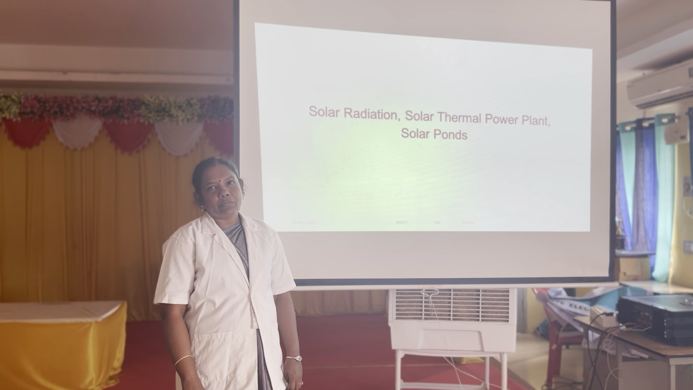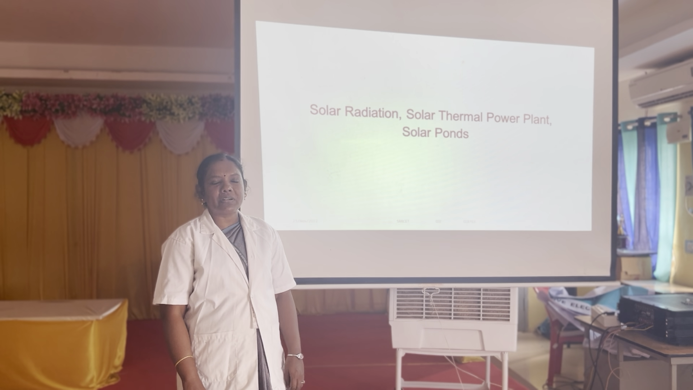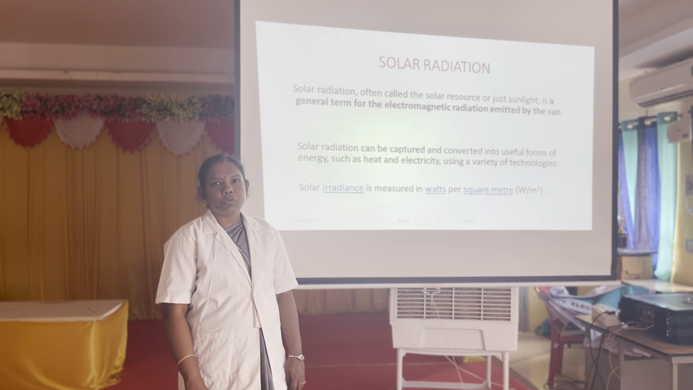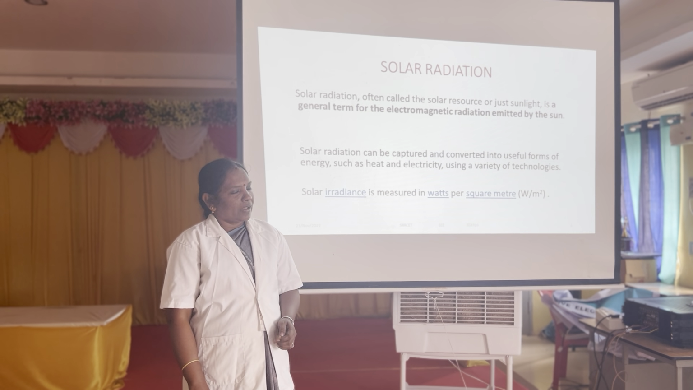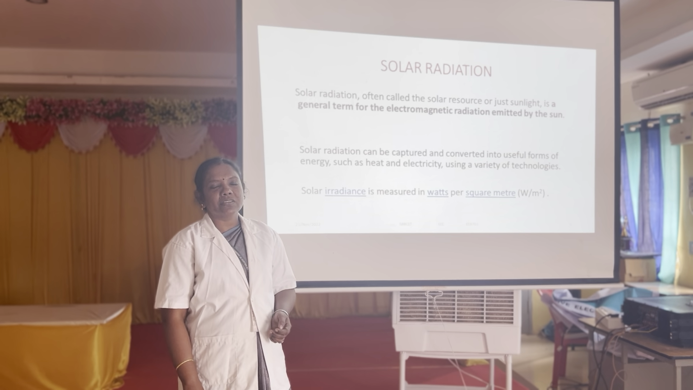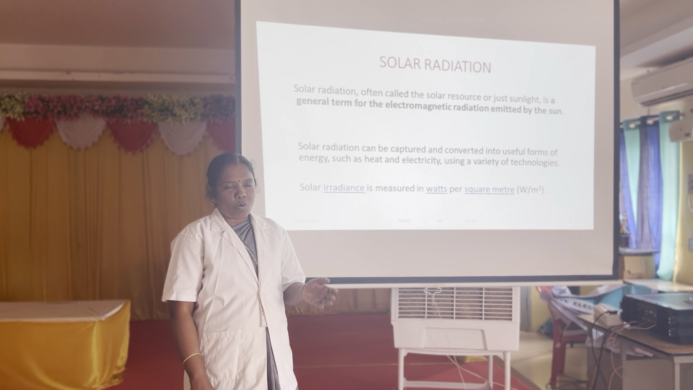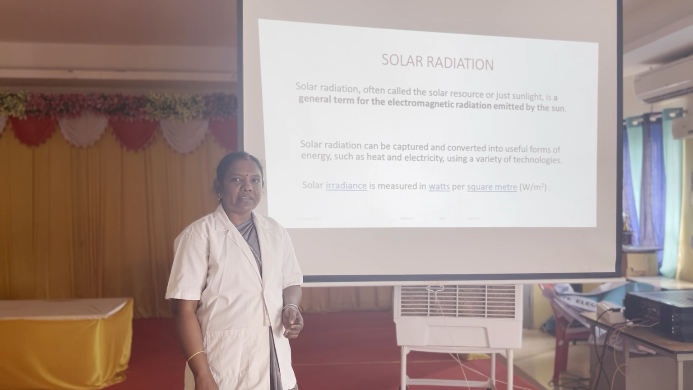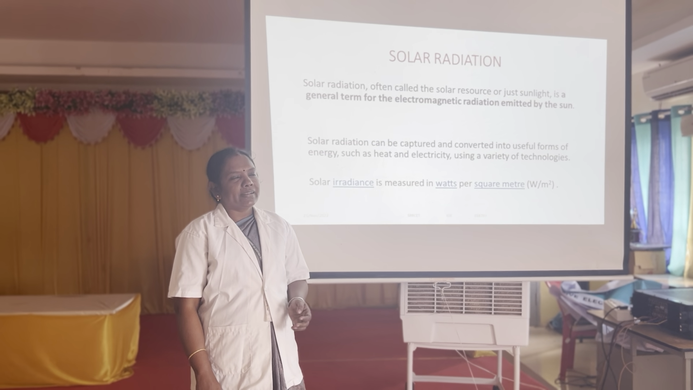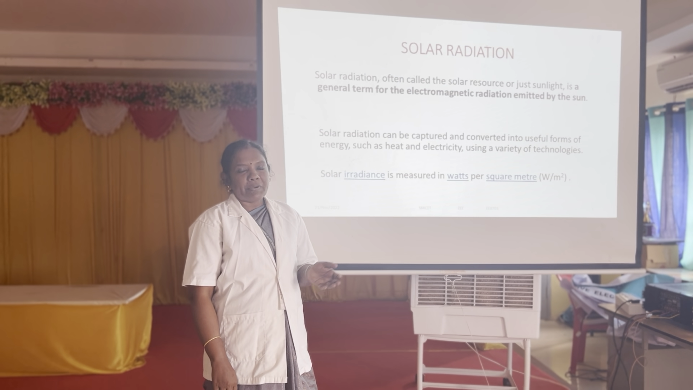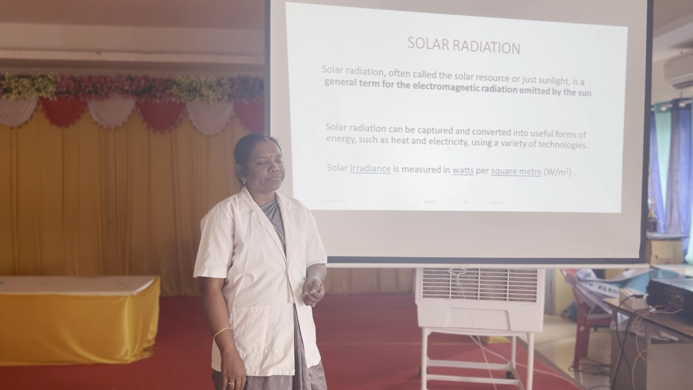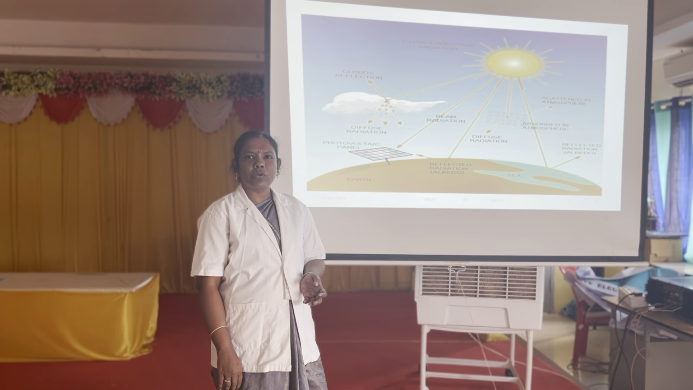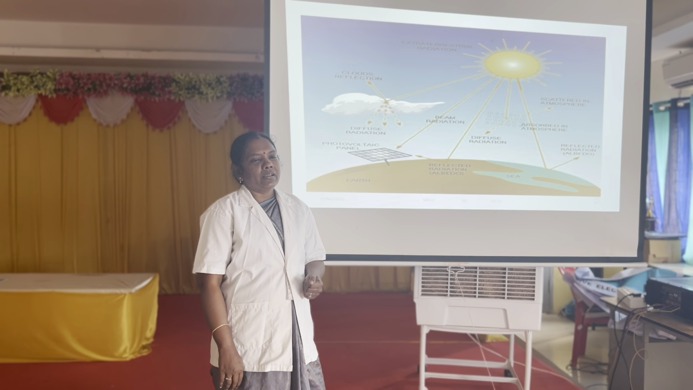Before going to see about solar thermal system and solar pond, we have to see something about what is solar radiation, types of solar radiations. What is solar radiation? Solar radiation means the energy we absorb from sunlight. It is emitted as electromagnetic radiations from sunlight. Solar radiation is also called as solar insolation.